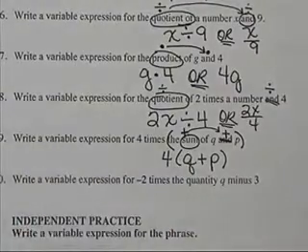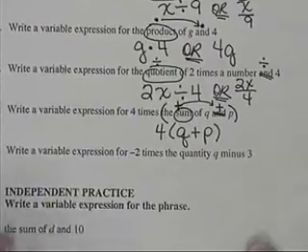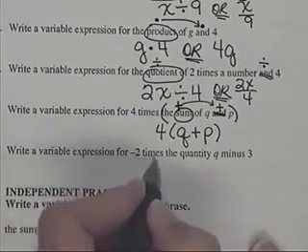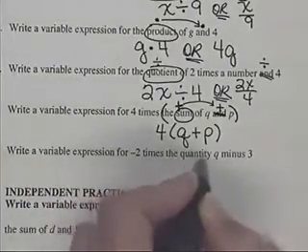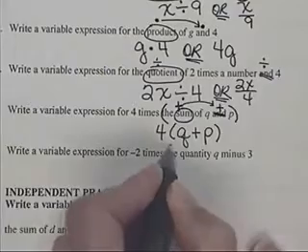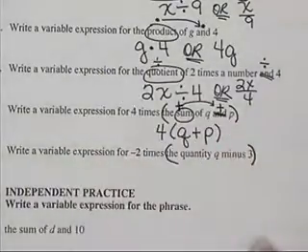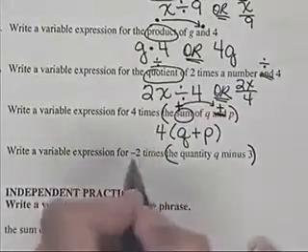Number 10 is going to be like number 9. It's going to require parentheses as well. It says write a variable expression for -2 times the quantity. Anytime you see that word, the quantity, that means this is being treated as a number by itself, that all of that goes together, it's stuck together.